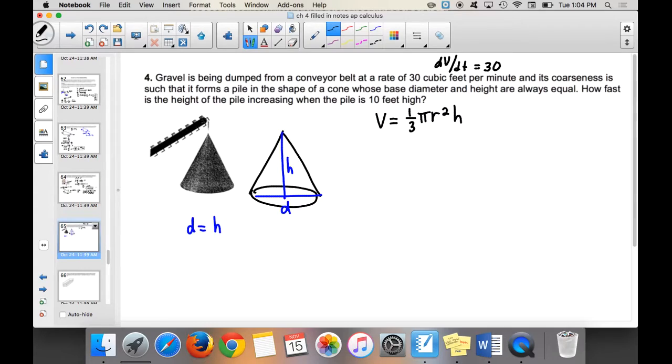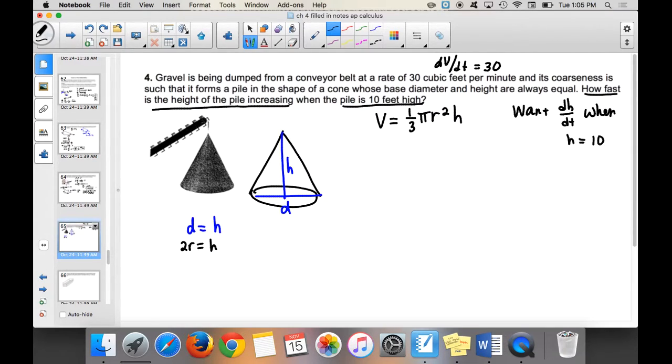All right, so I have 1/3 pi r squared h. And in these cone problems, I told you that you should always try to get them in terms of one variable, either r or h, okay? So in this case, we know that 2r is equal to h. And what we're trying to find is how fast is the height of the pile increasing when the pile is 10 feet high. So we want dh over dt when h is equal to 10.